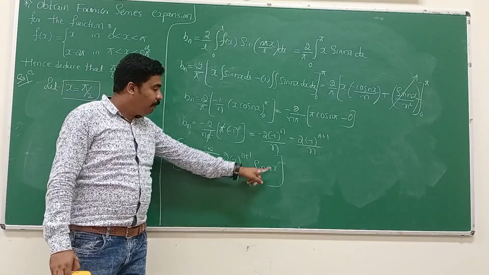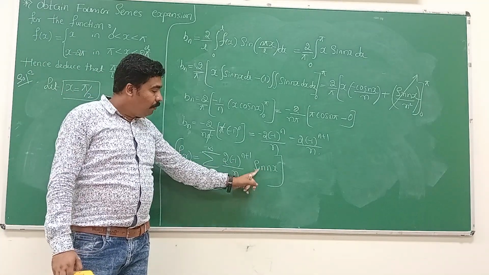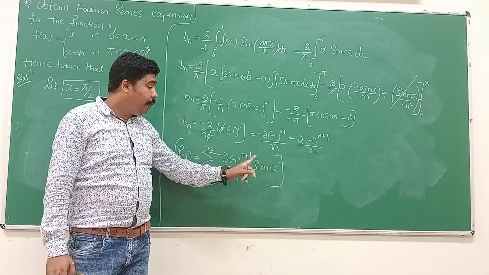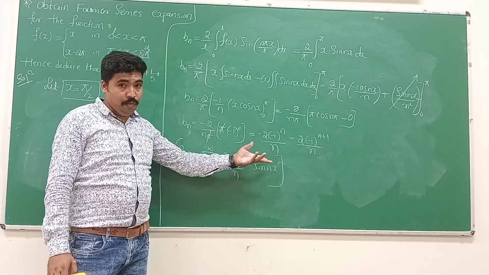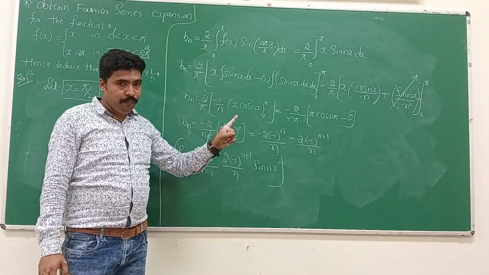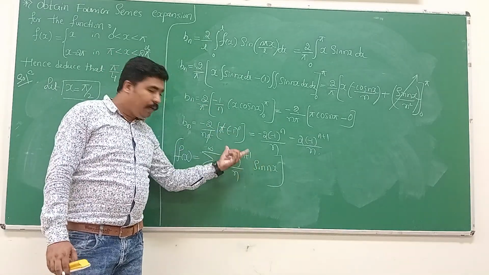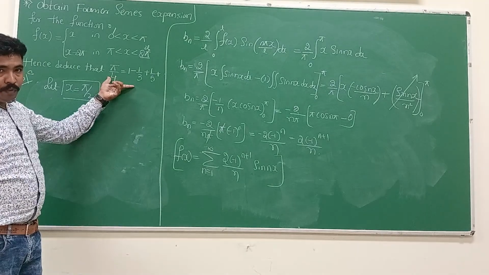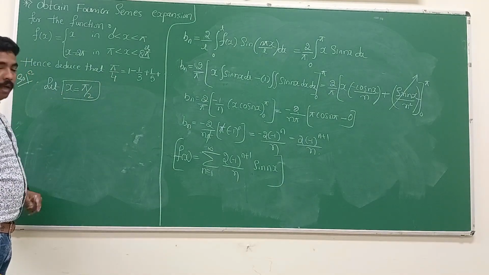So I am very much clear here why I am taking x equal to pi by 2, because the sine function has the value only for 90, sin 90 is 1. If I take x equal to 0, what happens? 0. If I take x equal to pi, it becomes 0. So sin 90 is 1. If I take 0 and pi, the entire term will become 0. I cannot get the series. That is the reason x equal to pi by 2.